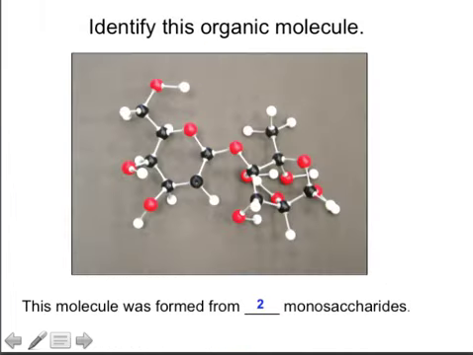What is this molecule? This is a disaccharide. It's formed from two monosaccharides using dehydration synthesis. And again, the bond that's formed between them is right here. This is called a glycosidic bond. It forms between two adjacent hydroxyl groups on two adjacent monosaccharides. We lose water as a result. This again is a process that involves an energy input in order to happen.